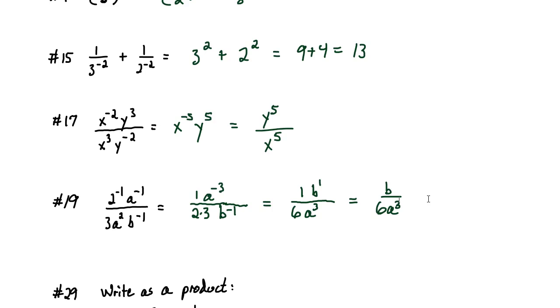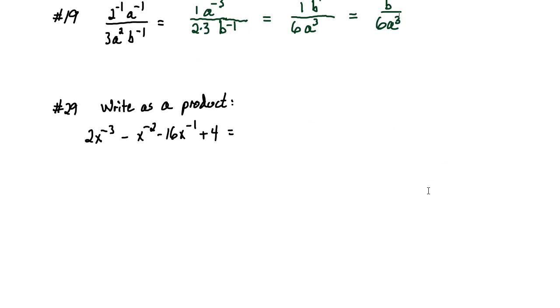has a positive exponent. Number 29, let's write as a product. This is sort of like factoring. We're going to write down our x to the negative third power and then follow it up with a set of parentheses that is long enough to include those 4 terms.